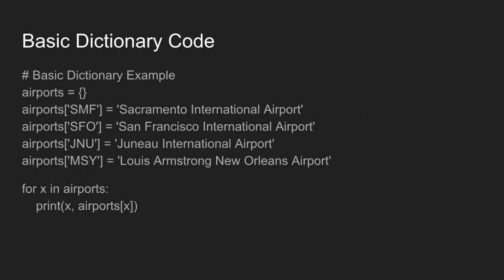Here's some additional dictionary code. We have airports assigned an empty dictionary, and we're going to add in some keys, SMF, which equals Sacramento International, and we have some other keys associated with different airports. Now we can iterate through the entire dictionary, for X in airports, and we can print. X is going to represent the key value, and the dictionary value with square brackets of the key prints out the value of that dictionary.